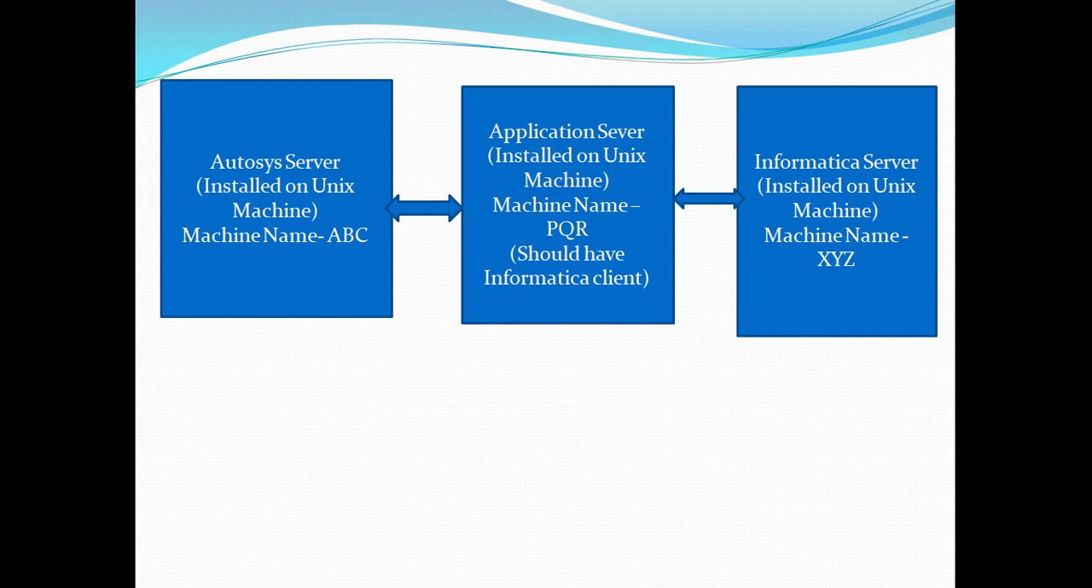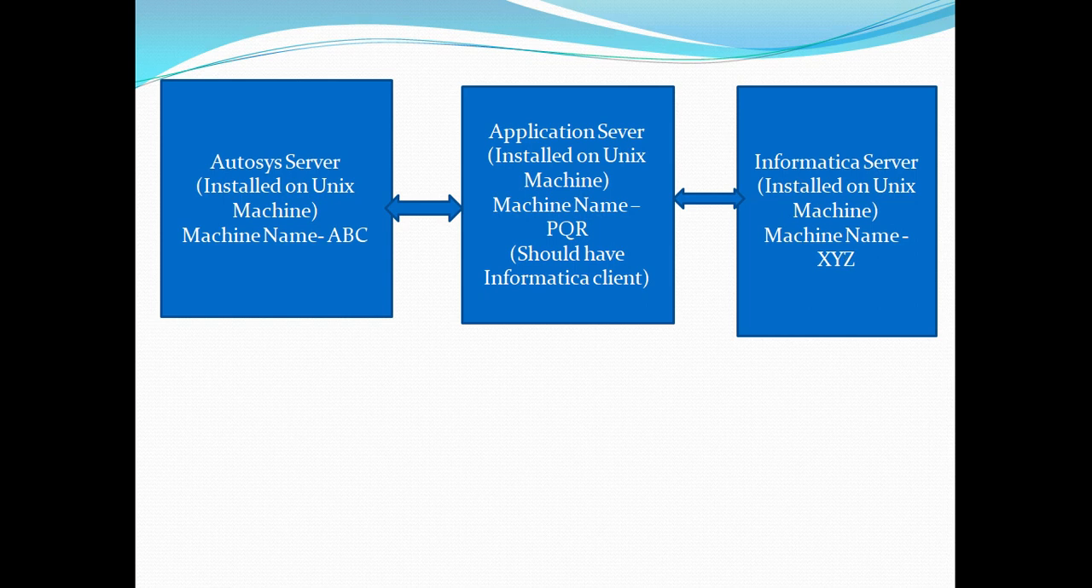The location that I have specified in my Autosys command job will also belong to this particular server. So it will go ahead and execute that particular command on this particular server. Now there is another important thing that you need to understand. Majority of the organizations have a dedicated Informatica server for the entire organization. So what will happen? They will install an Informatica server on a different Unix machine. So my Informatica server is installed on a different machine XYZ.